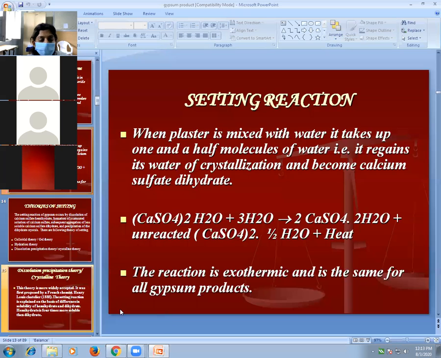The reaction is the same for all gypsum products. Though the procedure of calcination is different for different gypsum products, the setting reaction is the same for all the gypsum products.